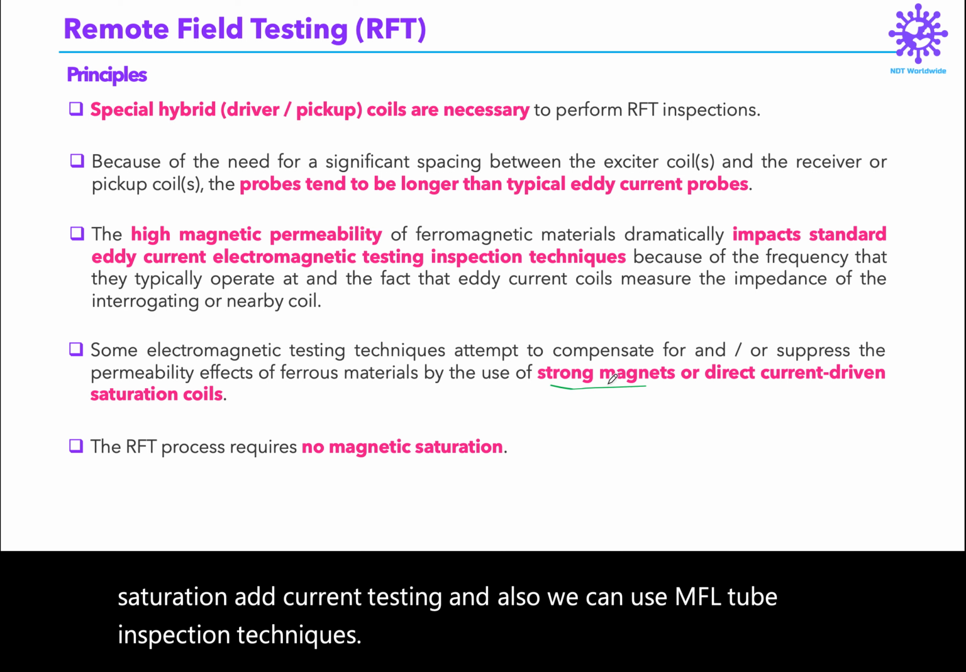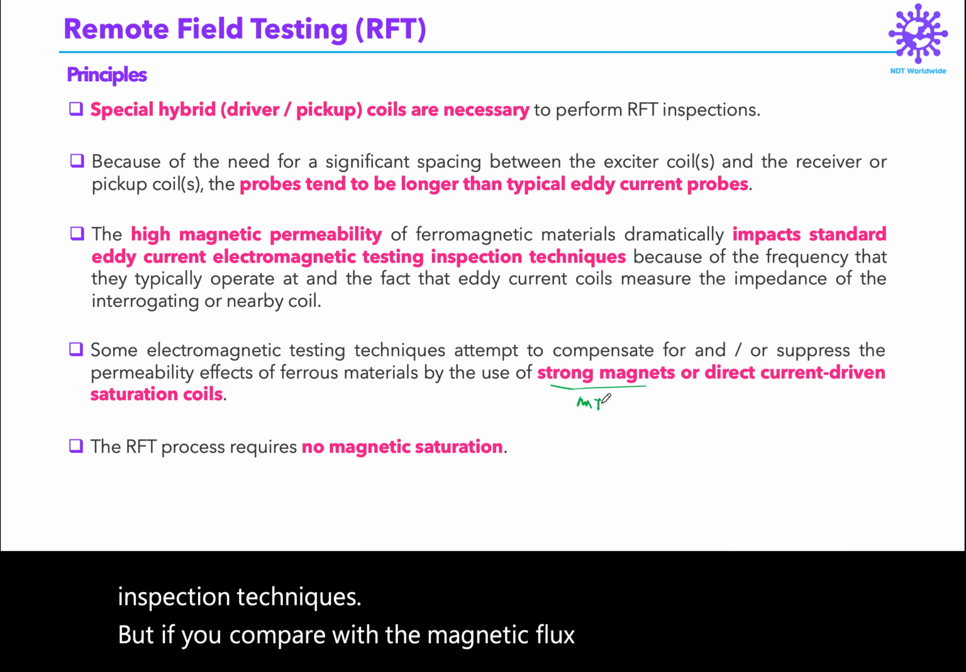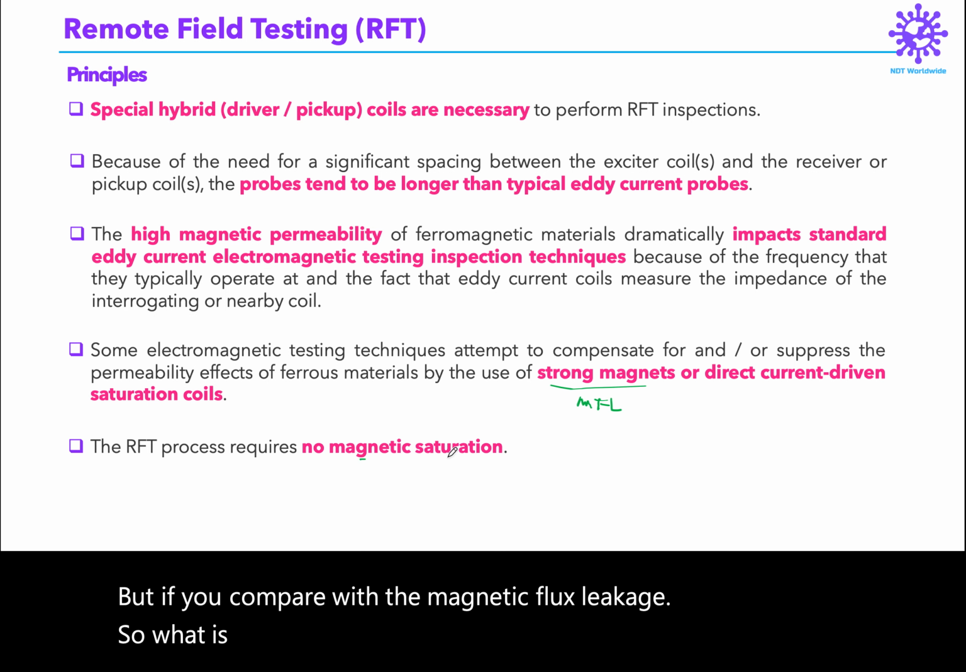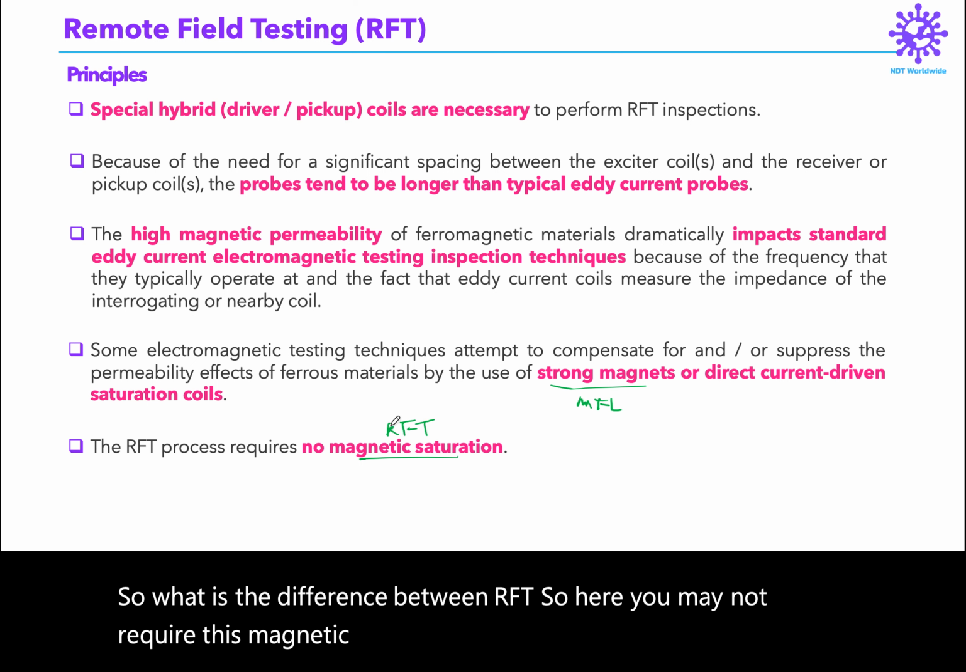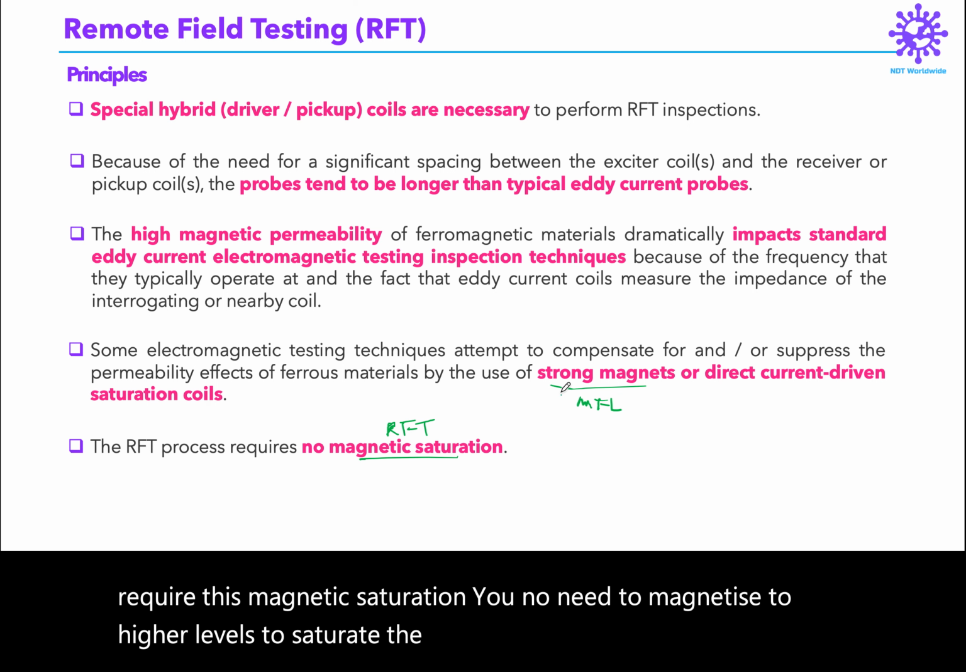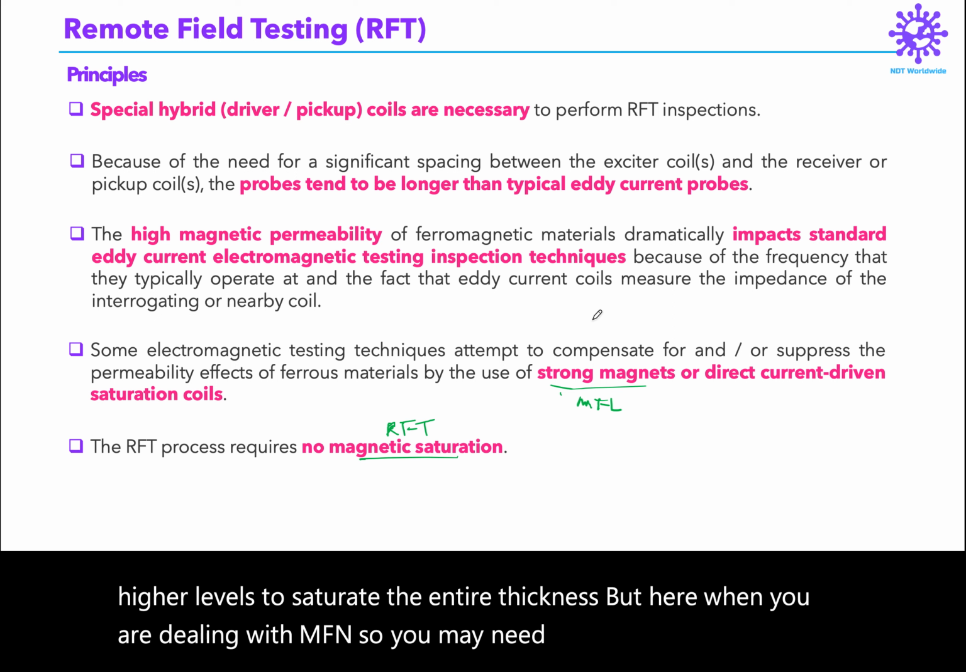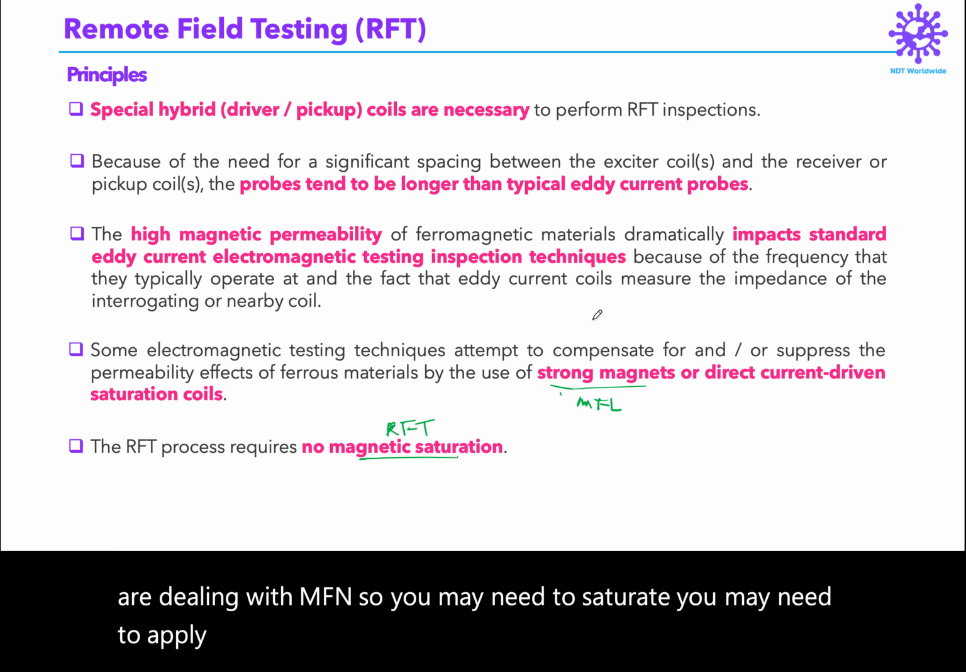But if you compare with magnetic flux leakage, what is the difference with RFT? Here you may not require magnetic saturation. You don't need to magnetize to higher levels to saturate the entire thickness. But when you are dealing with MFL, you may need to saturate. You may need to apply a strong magnetic field, so most of the time they use a DC magnet.